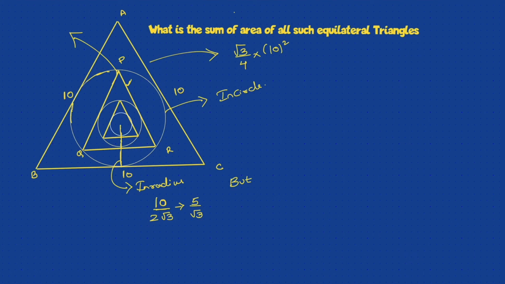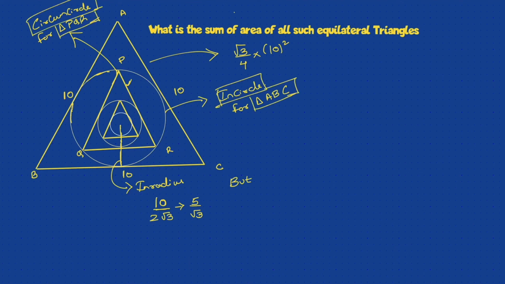So for triangle ABC, this is an incircle which has an inradius of 5 by root 3, but this is a circumcircle as well for the triangle PQR. Just see, it's an incircle for triangle ABC, but it's a circumcircle for triangle PQR. So if it's a circumcircle, what will it have? It will have a circumradius. So what is an inradius for ABC is a circumradius for PQR.